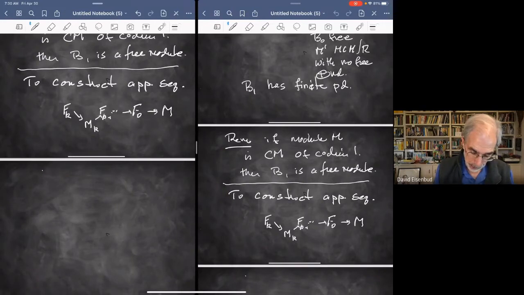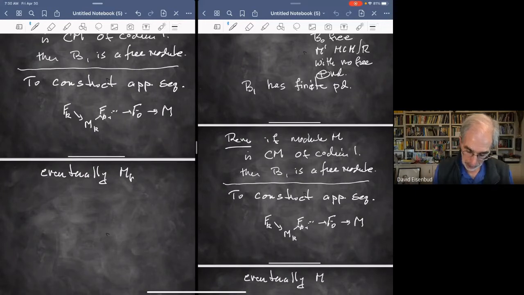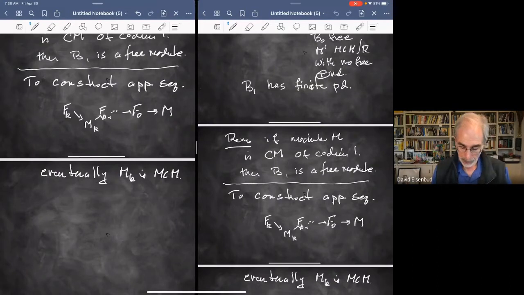So Mk eventually, Mk is maximal Cohen-Macaulay. And as I've said a few times, the first syzygy over a Gorenstein ring of a maximal Cohen-Macaulay module can have no free summands, so the minimal first syzygy. So eventually Mk is maximal Cohen-Macaulay with no free summand.